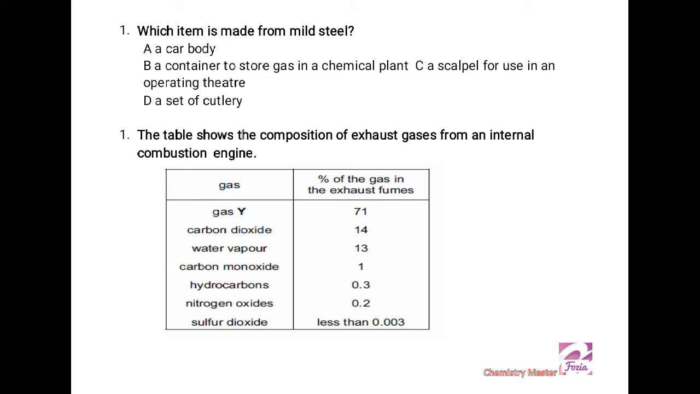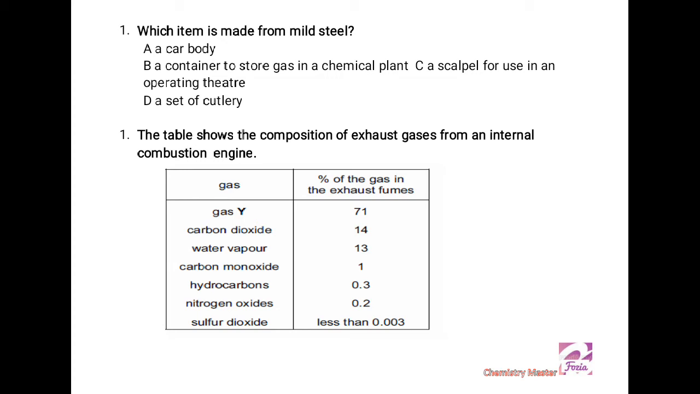Again, it's a question from alloys. You know, steel is made by adding carbon into iron. It is an alloy. And how much carbon is added? It becomes the type of steel.